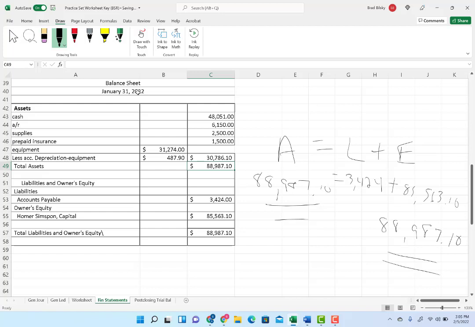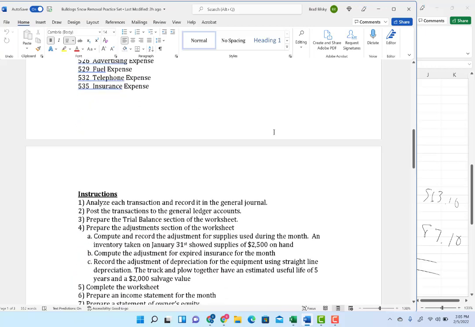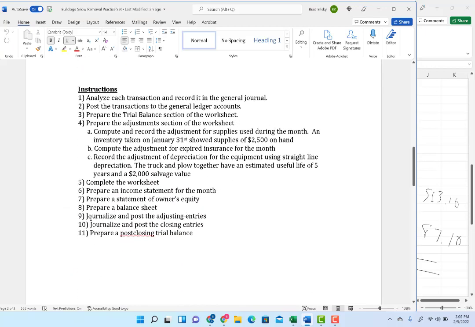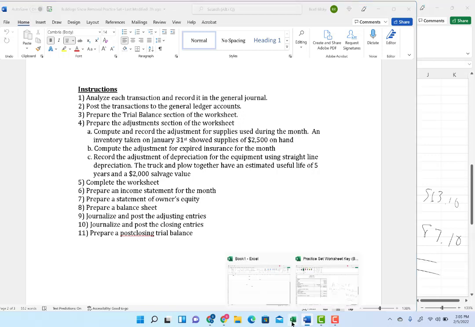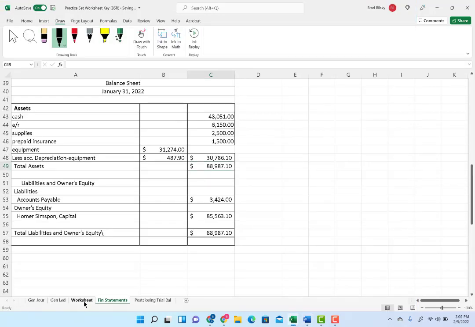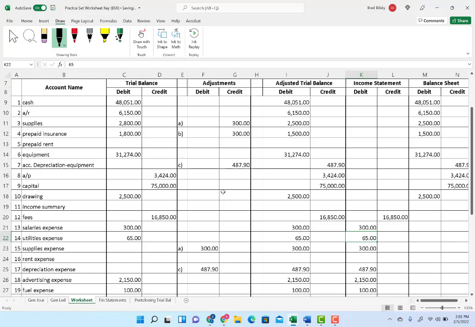The last part of the process is posting those entries, adjusting entries, and making our closing entries. If we look at our instructions, part 9 is journalize and post the adjusting entries. We can see that here in our worksheet, in the adjustments column. I'm just taking these numbers and making journal entries for them. Remember, for supplies, we're going to make a $300 credit as the adjustment to supplies and a $300 debit to supply expense. I'm just going to bring those over to the journal.